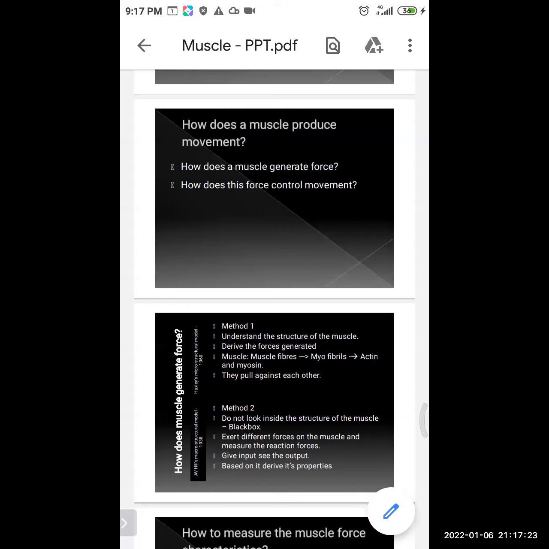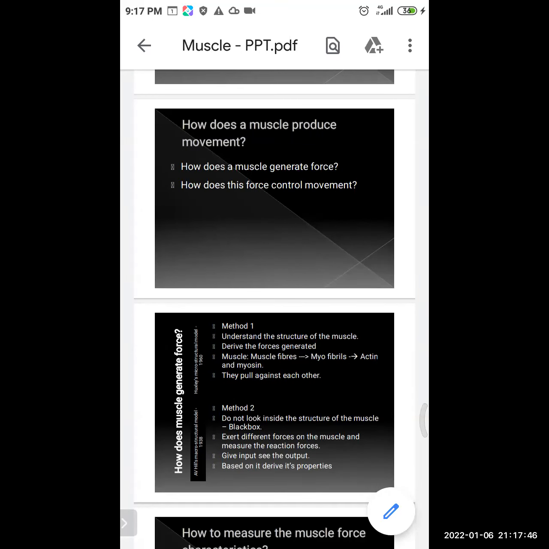What is muscle? We know that muscle is made up of myofibrils, which is actin and myosin, and they pull against each other, and thereby reducing the length of the muscle, and thereby pulling whatever structure is attached to it, that is the bone, and thereby the movement comes. Right? That's one way of understanding about it.